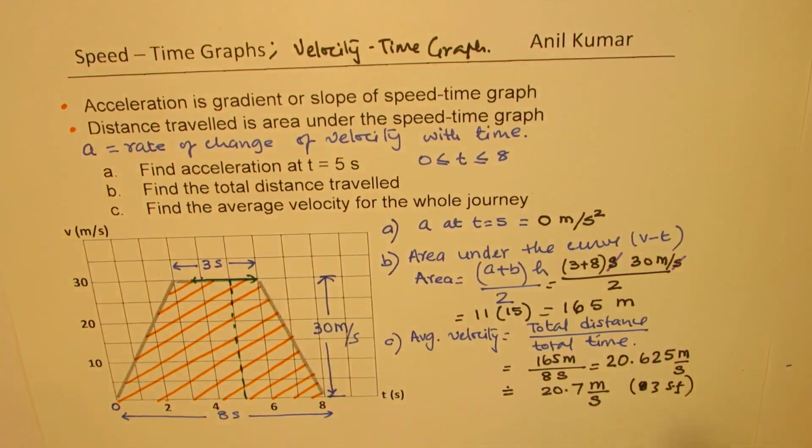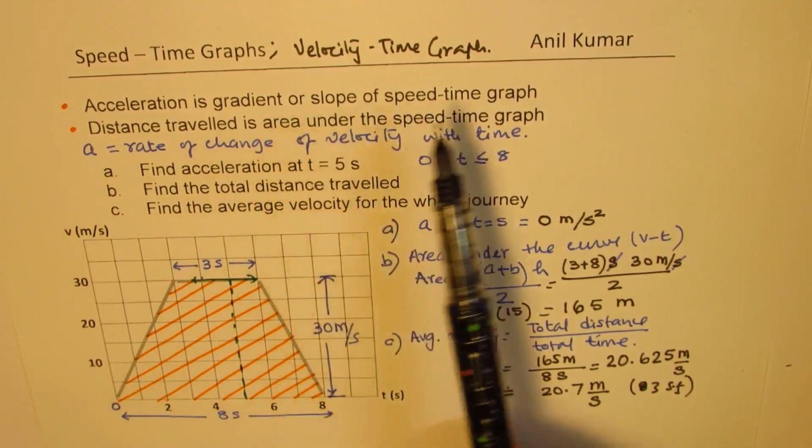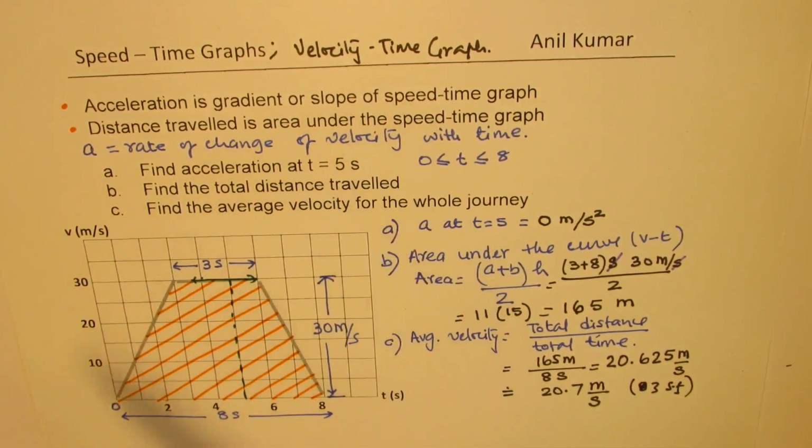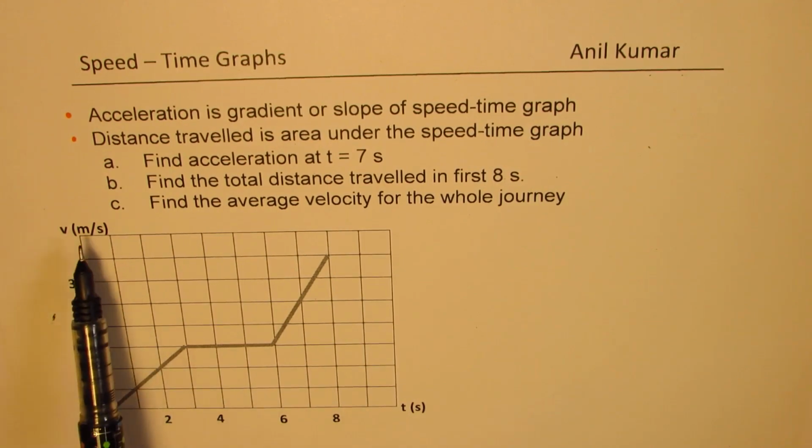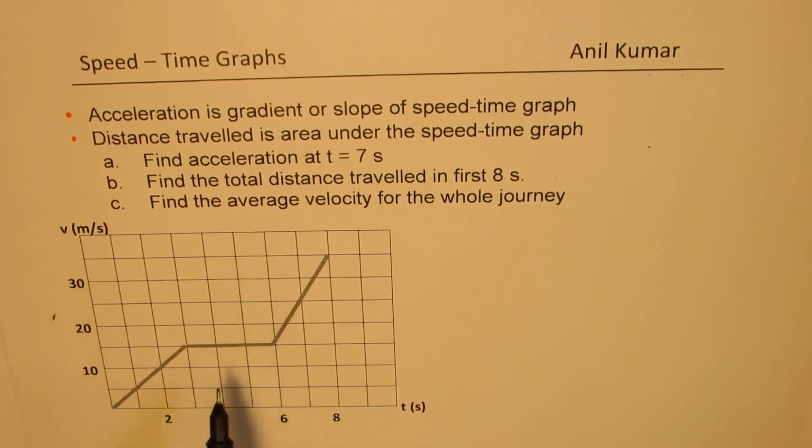In that case, acceleration is the gradient, or slope, of this curve, and distance is the area under the curve. That helps to find the answers, I hope. So here the question is based on the figure given to you. We have shown velocity in meters per second and time in seconds. Based on this, we have 3 questions.